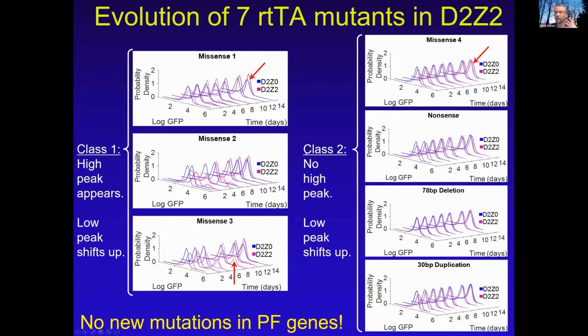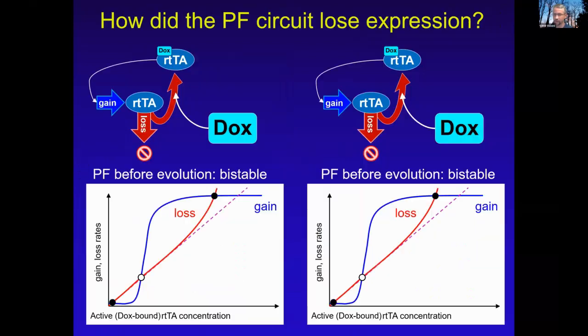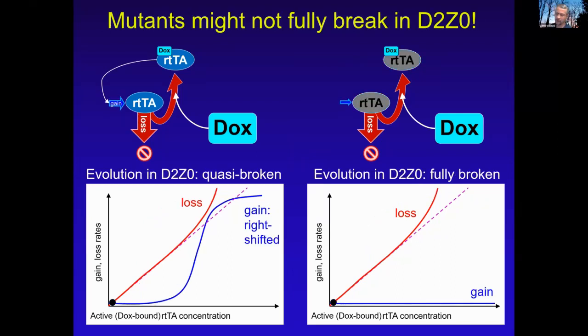So what's going on? What is different between these evolution scenarios? To understand that, we went back to the nonlinear dynamics model, and we said, how did the circuit break? How did it lose expression? So we start with a functional circuit, right? It has two stable steady states. And then we realize that there are two ways for this to go away. Of course, you can just flatten that blue curve and it's lost forever, or you can shift that blue curve to the right and you will have one intersection, and the other two intersections disappear.